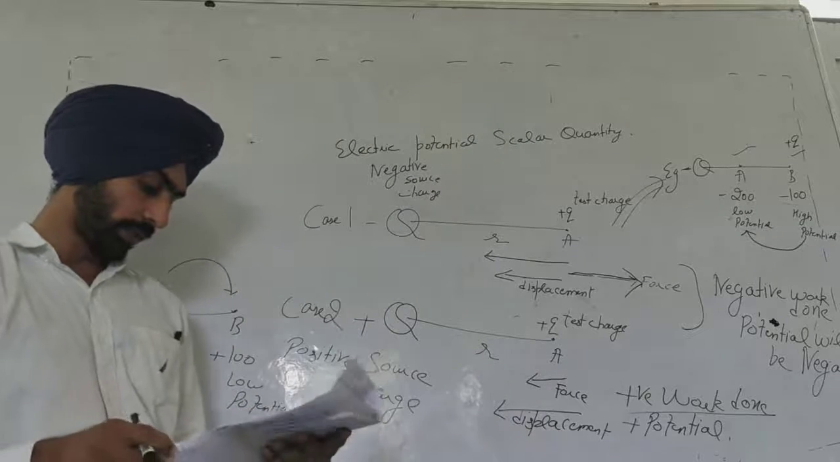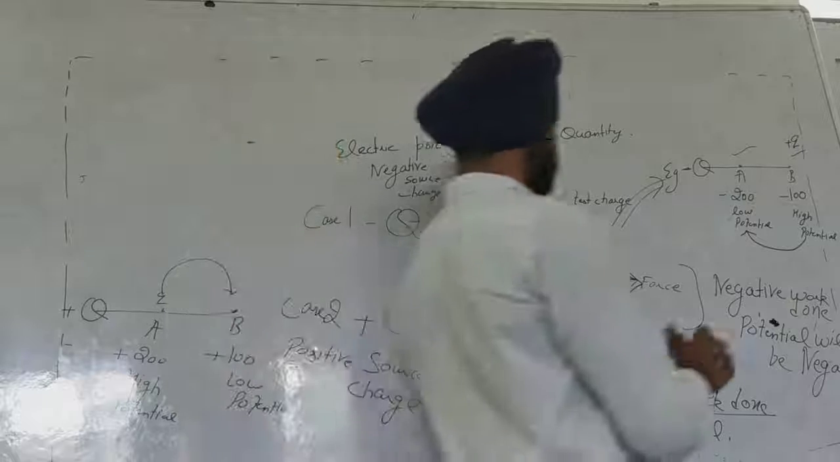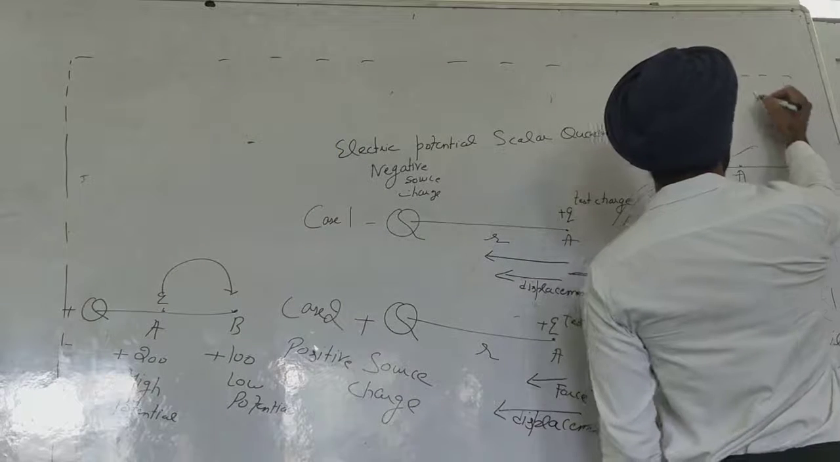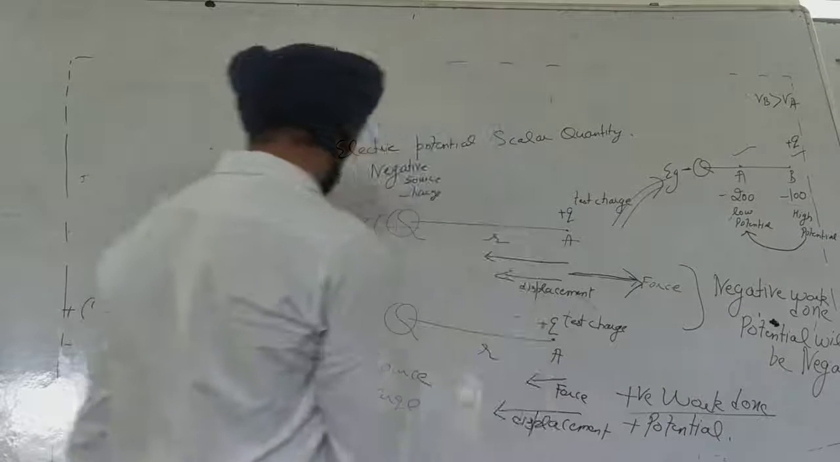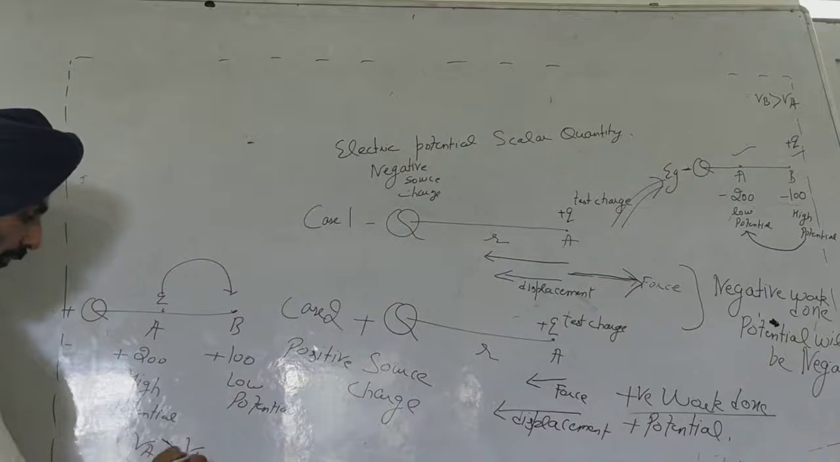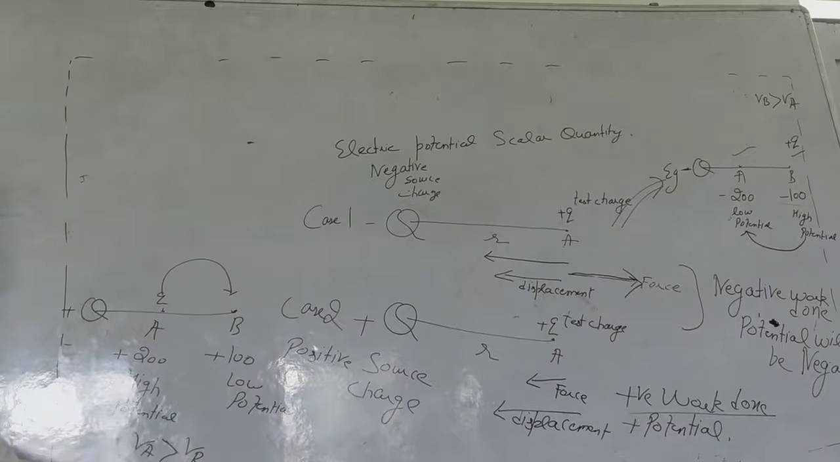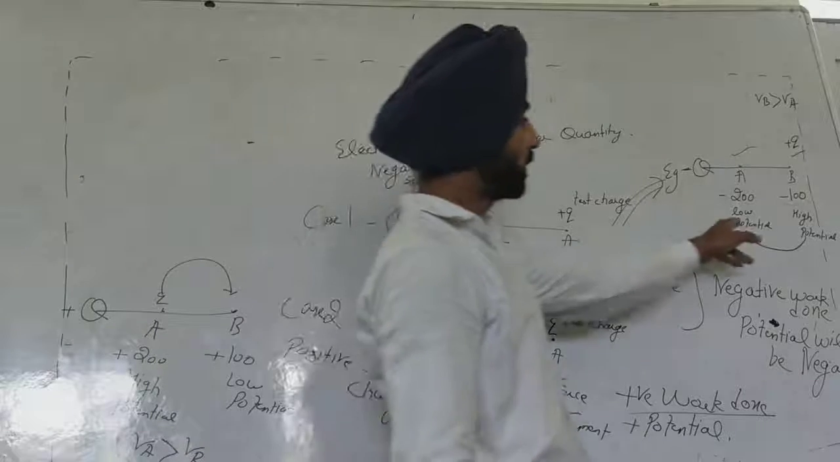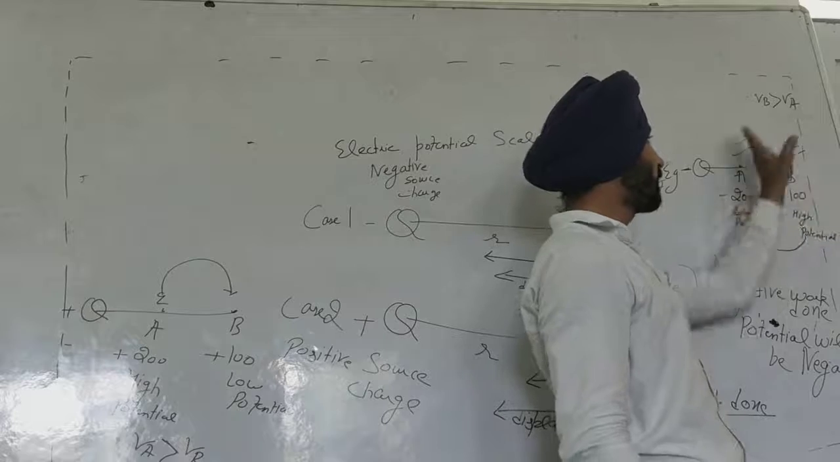So this is the concept. Which is higher? In this case, VA is higher as compared to VB, because plus 200 is more than plus 100. And in this case, minus 100 is higher as compared to minus 200, so VB is higher as compared to VA.